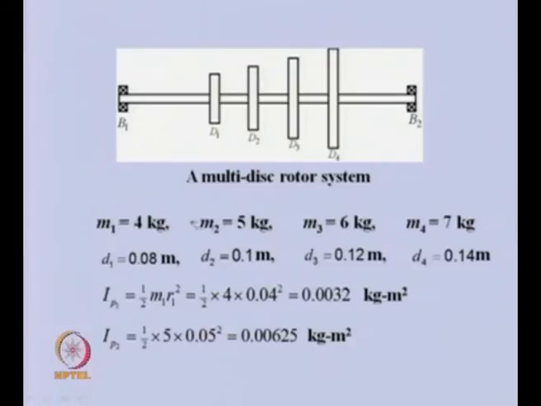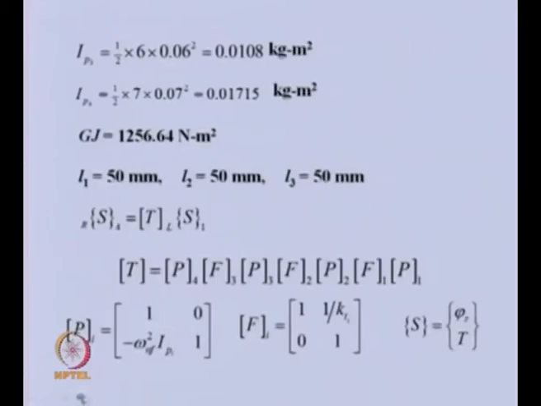You can see there are 4 discs having different masses. These are thin discs, they have different diameters. So, we have calculated their polar moments of inertia. These are the polar moments of inertia.